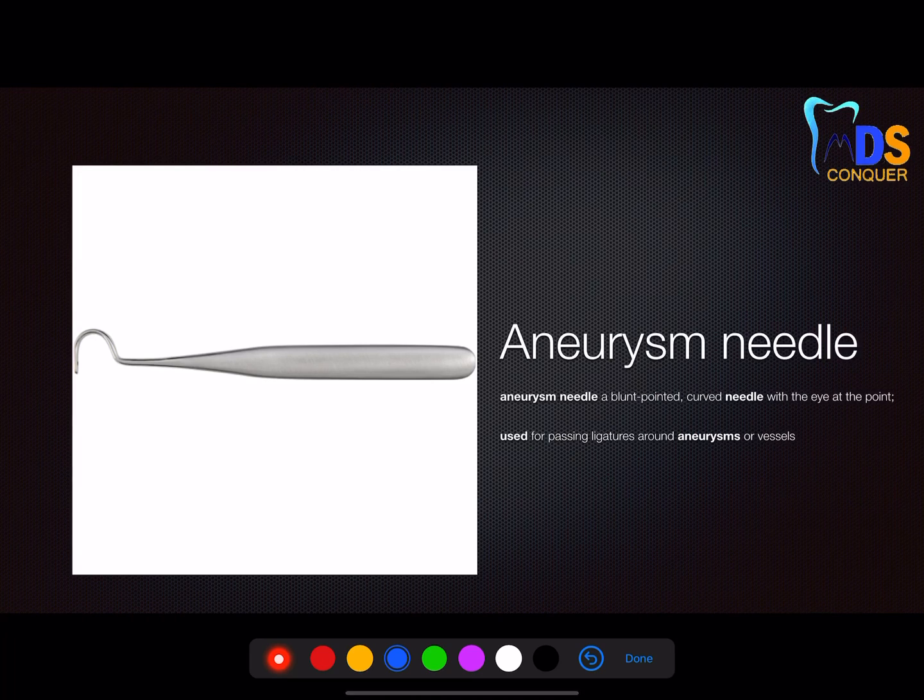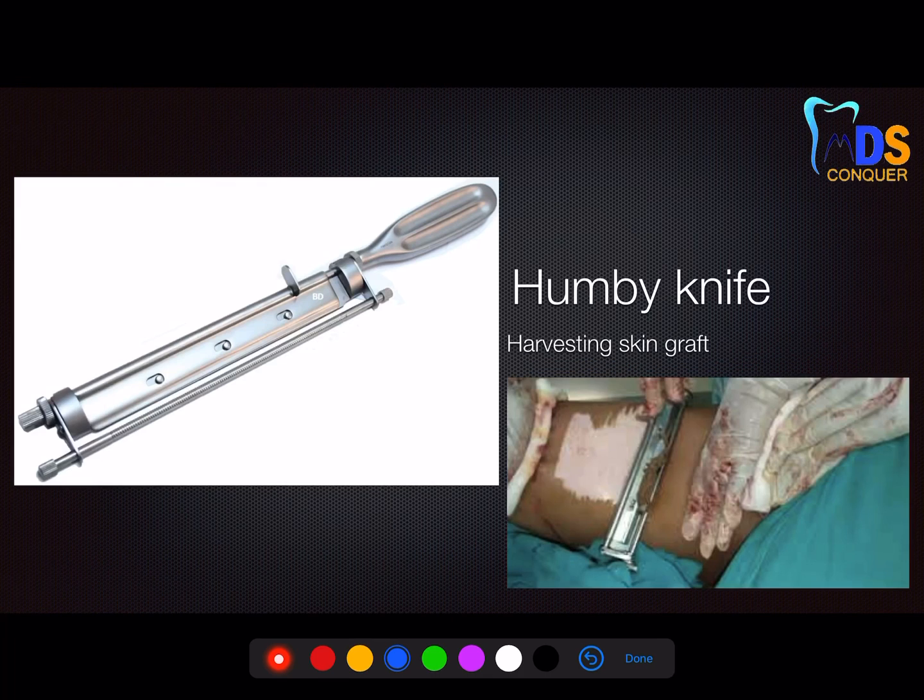The next one is this hook, something like your Nabers probe, which is useful for furcation. It is almost like your Nabers probe, the working end. This is called the aneurysm needle. It has a blunt point, a curved needle with an eye at the point, and basically it is used to pass ligatures around vessels or arteries. So this is how it is used.